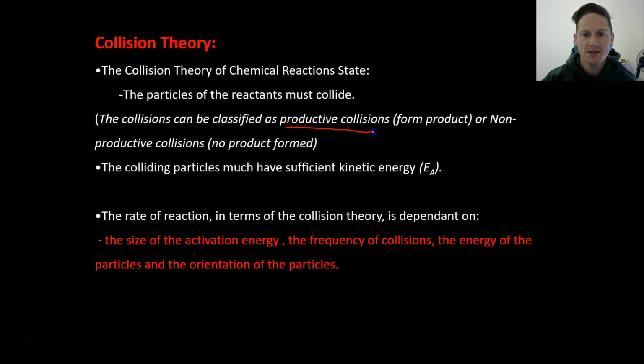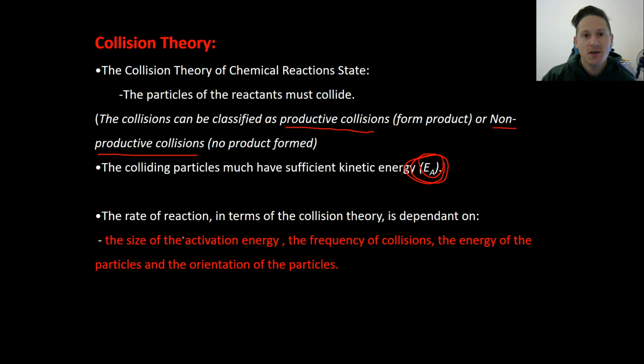We can have productive collisions, which are collisions that form product, or we have non-productive collisions. And in that case, no product forms. They basically just bounce off each other and the reactant particles stay the same. In order to distinguish between productive and non-productive collisions, the colliding particles must have sufficient kinetic energy. Now, the kinetic energy that's required in order for particles to form product is called the activation energy, which is symbolized by this EA.